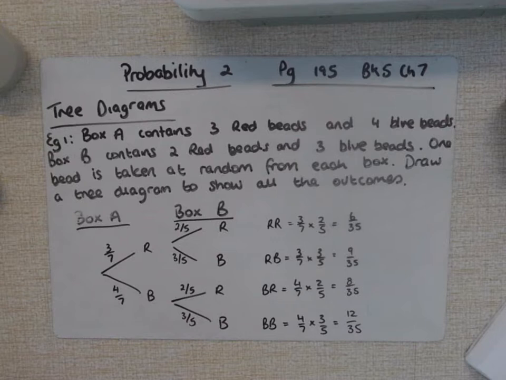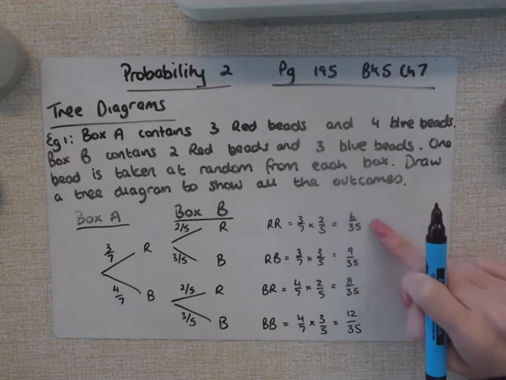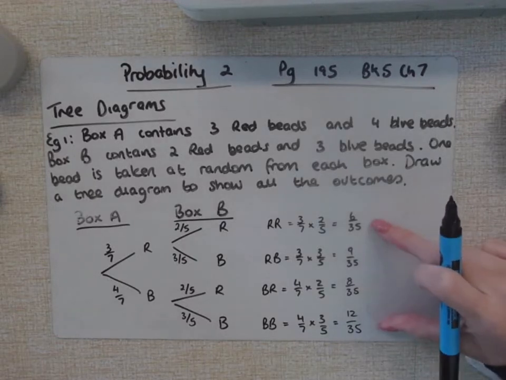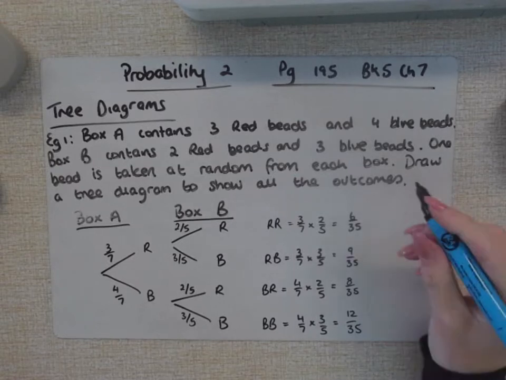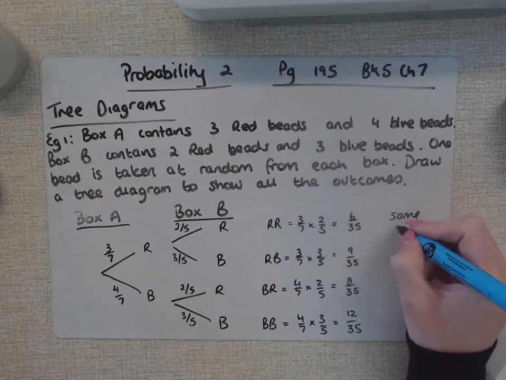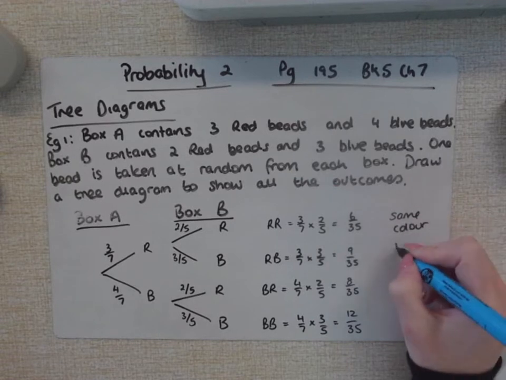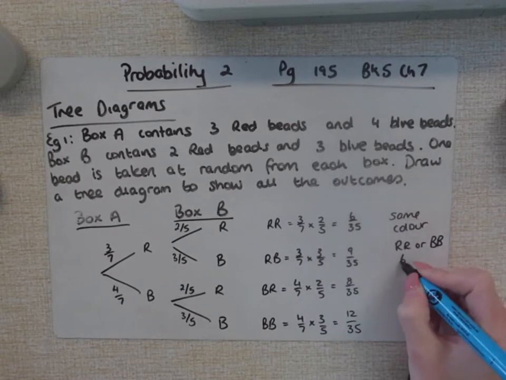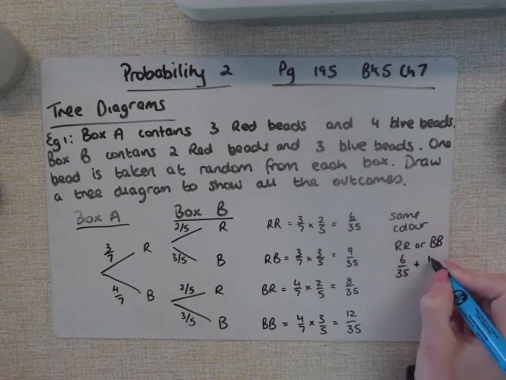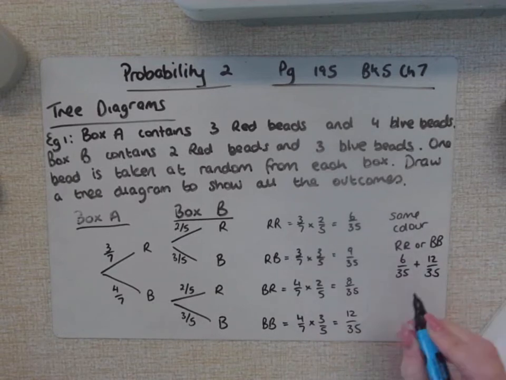How would you get the probability that both beads were the same colour? What would you do? And what do you do with them? Add them, because it's this or it's this. So the same, if they wanted the same colour, you'd do red, red or blue, blue, which would be 6 over 35 plus 12 over 35. Okay?